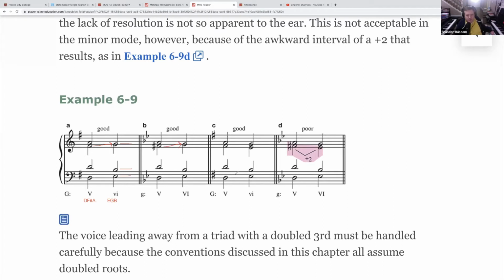Okay, in example C, what happens? We totally don't resolve the leading tone where we're supposed to, but your ear gets tricked because T does go to Do in the soprano. So it sounds like it did go where it's supposed to, even though it didn't. Does that make sense?